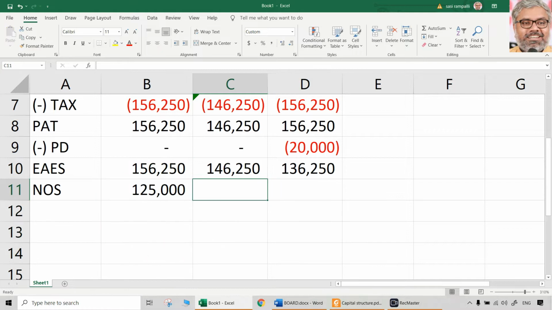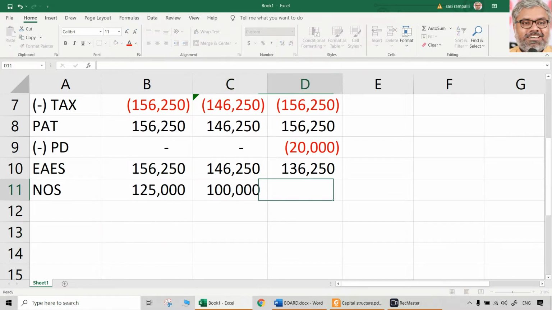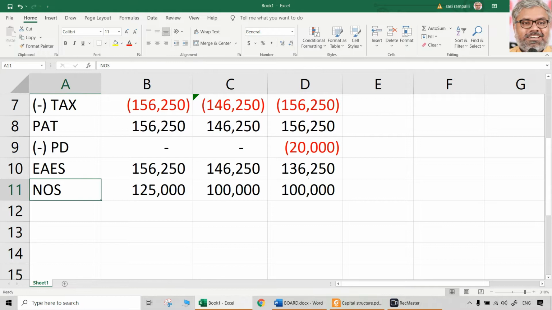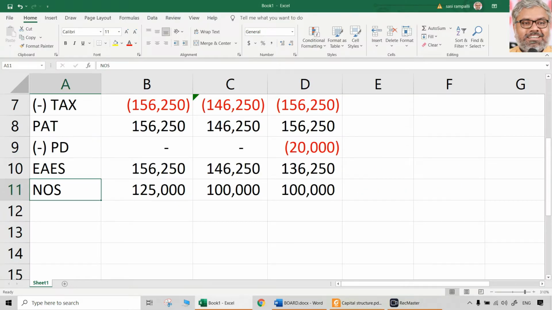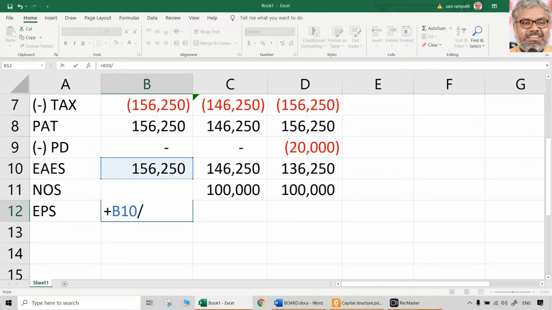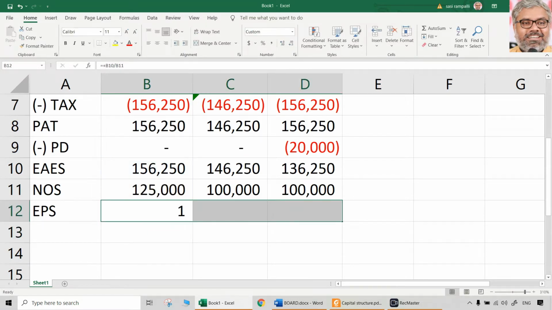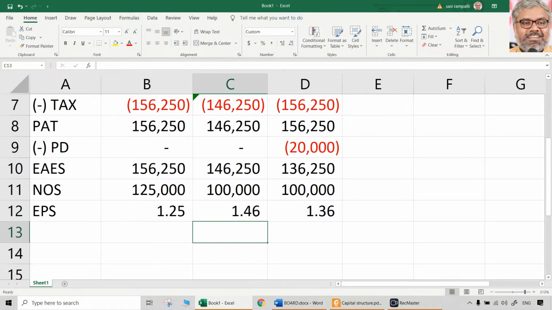What about alternative 2 and alternative 3? 1 lakh only. Why? Because in alternative 2 and 3, no new equity shares are issued. So equity shares will remain as original. Originally they were 1 lakh. They will remain to be 1 lakh. Now simply how to get EPS? Earnings available to equity shareholders divided by number of shares. That will be EPS. So take at least 2 decimals. 2 decimals is enough. 1.25, 1.46, 1.36. That is the earnings per share under 3 different alternatives.